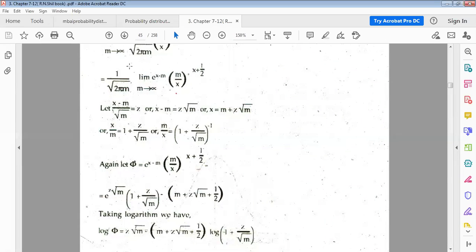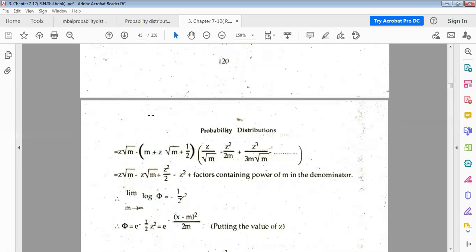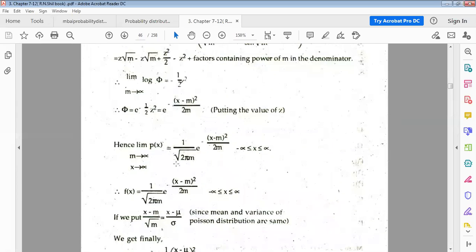1 by root over twice pi m, and this whole value pi. So f of x equals 1 by root over twice pi m, e to the power minus x minus m whole square divided by twice m. X must be from minus infinity to plus infinity, because of the exponential function.